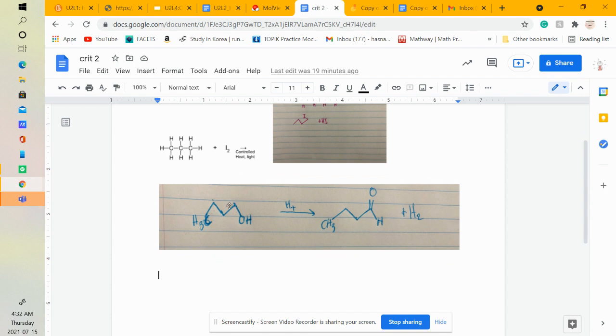Second equation, we have an oxidation equation where this alcohol became an aldehyde by breaking the bond between the hydrogen and having a double bond with the oxygen, which is an aldehyde. This part looks exactly like an aldehyde, and this part is where the alcohol is. And then we will have a byproduct of hydrogens, and that's how it's going to look.